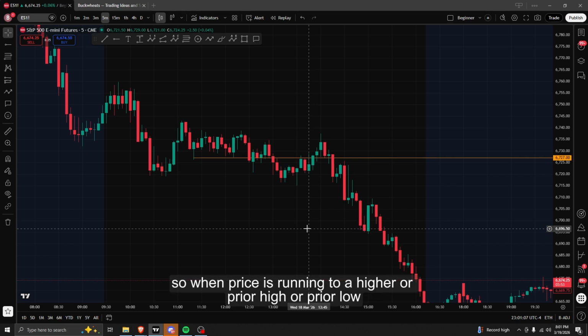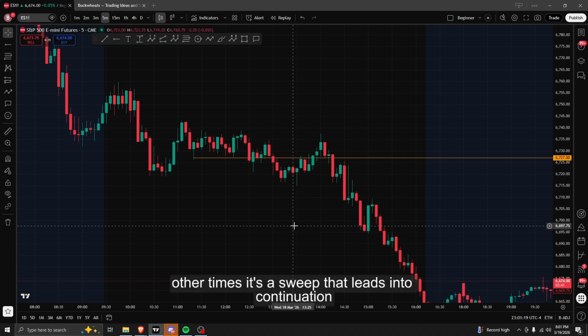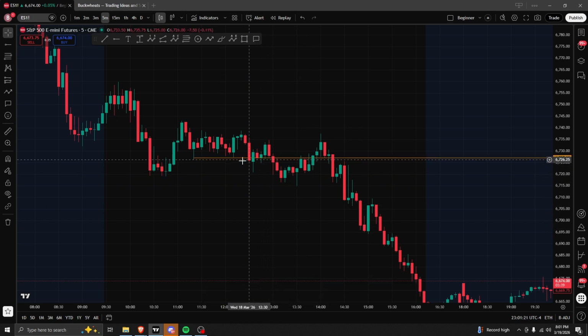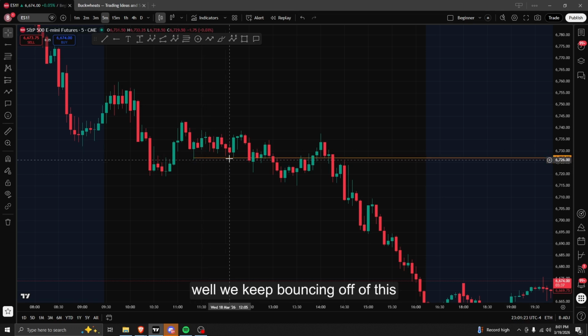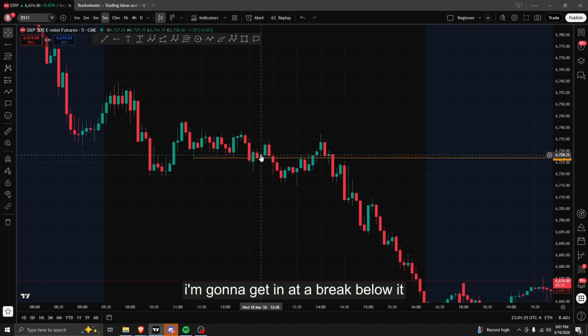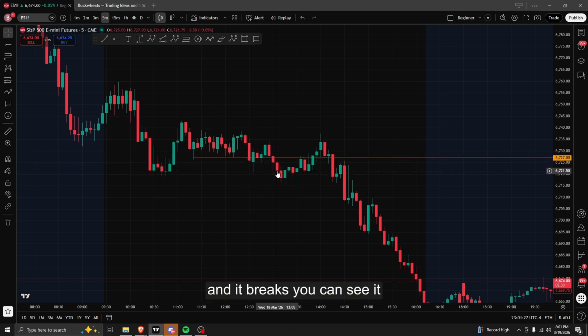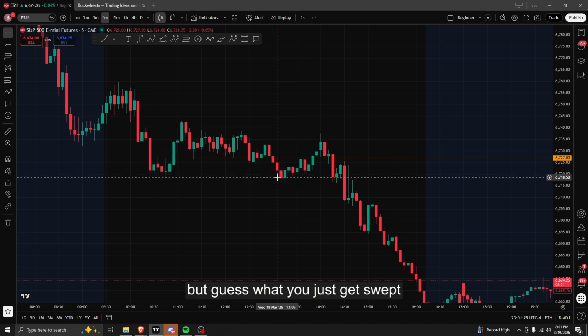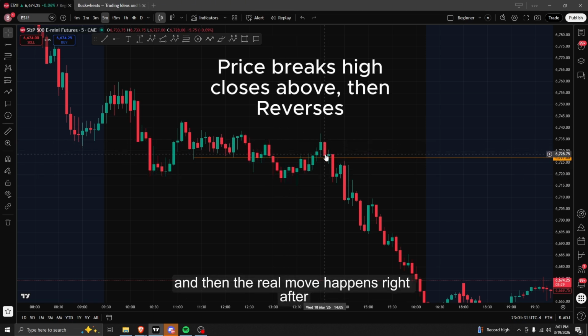So when price is running to a prior high or a prior low, that doesn't automatically mean true strength or weakness. Sometimes it's just a sweep before a reversal. Other times it's a sweep that leads into continuation. You could have been like, okay, well, we keep bouncing off of this, I'm going to get in at a break below it. And it breaks, you can see it. But guess what? You just get swept. And then the real move happens right after.